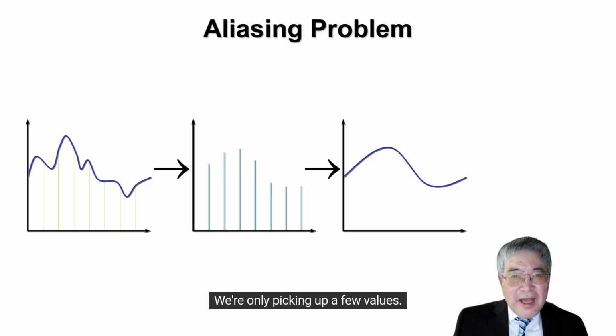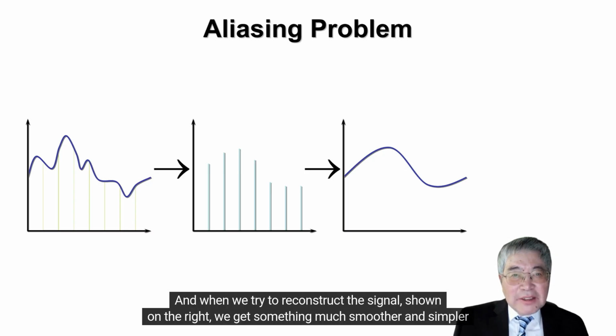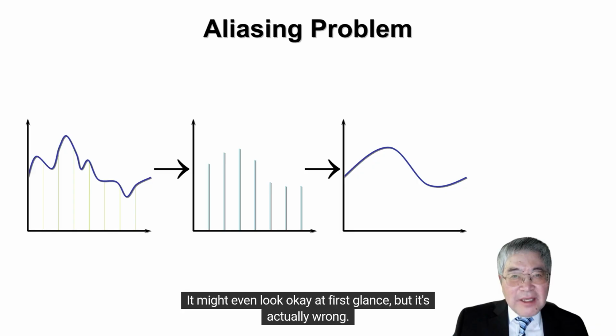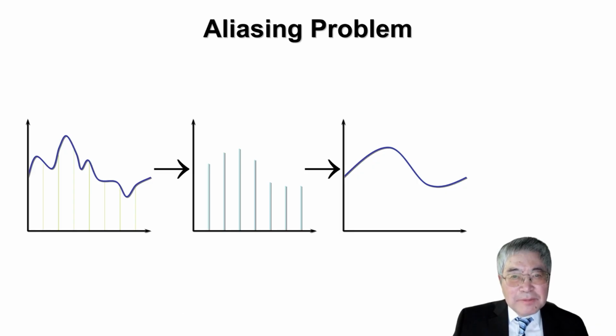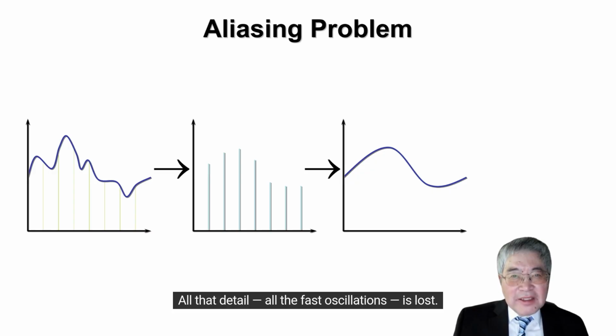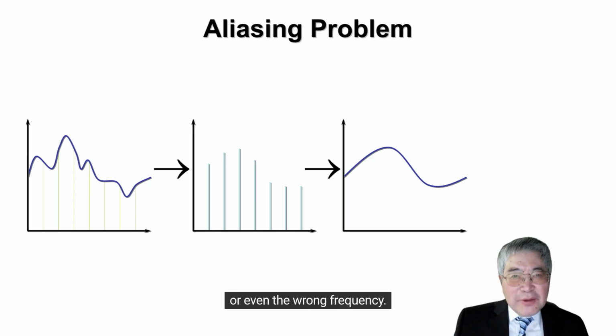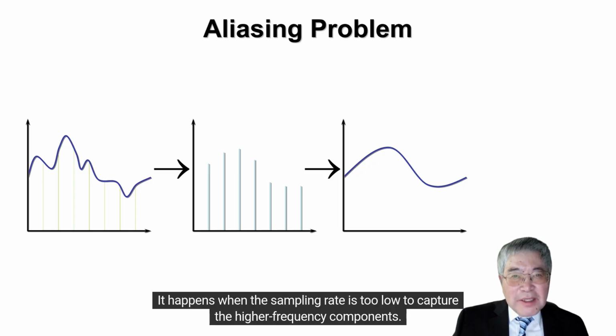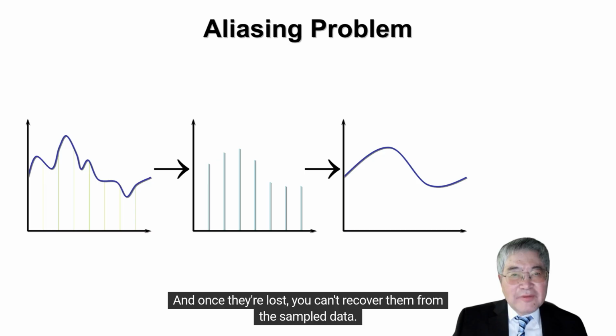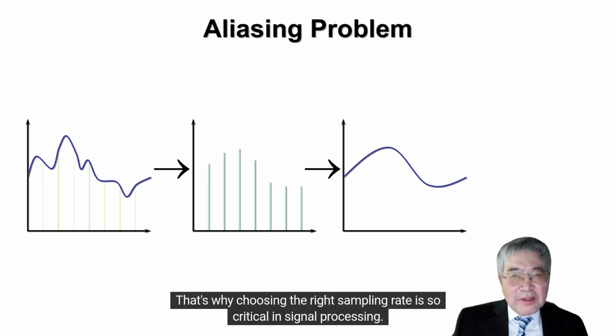In the middle, you see the result of sparse sampling. We're only picking up a few values, and when we try to reconstruct the signal shown on the right, we get something much smoother and simpler than the original. It might even look okay at first glance, but it's actually wrong. All that detail, all the fast oscillations is lost. Even worse, the reconstructed version can look like a completely different signal with a false shape or even the wrong frequency. This is what we call aliasing. It happens when the sampling rate is too low to capture the higher frequency components. And once they're lost, you can't recover them from the sampled data. That's why choosing the right sampling rate is so critical in signal processing.